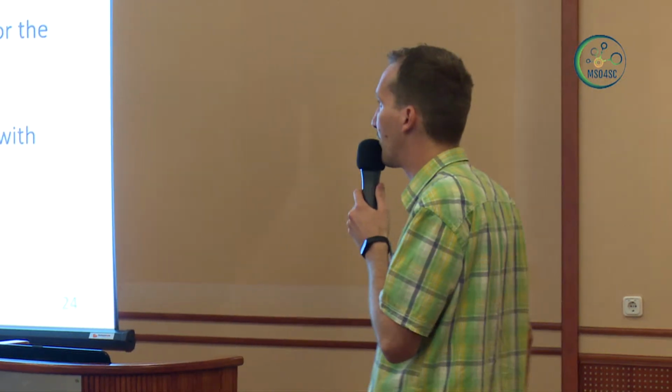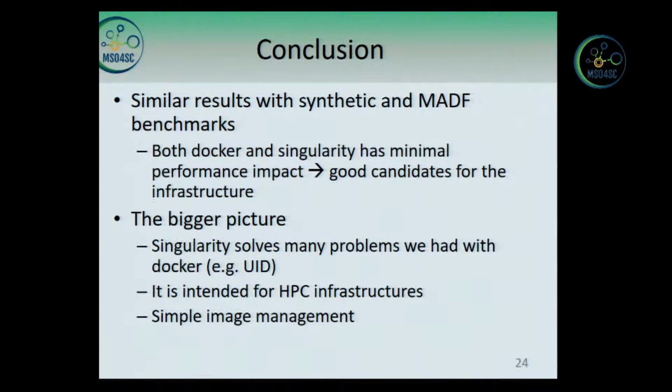For a little bit of conclusion, we had very similar results by using synthetic tests and using the MADF Fil++. And we have seen that both Docker and Singularity have minimal performance impact in terms of CPU. So both could be good candidates for the infrastructure. But if you take a step back and see the bigger picture, Singularity can solve many problems we had with Docker and uDocker. I think that Javier and Carlos can also elaborate on that. With Docker, we have so many problems like different user IDs and such. Singularity solves most of these problems and can be used as a solution for HPCs.